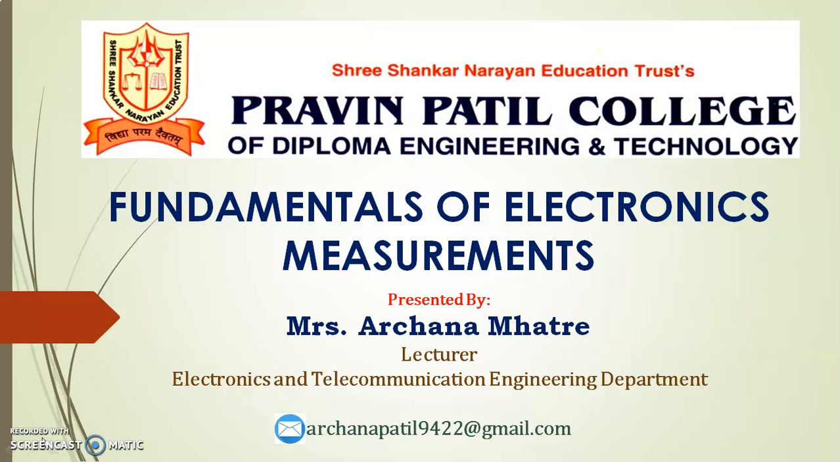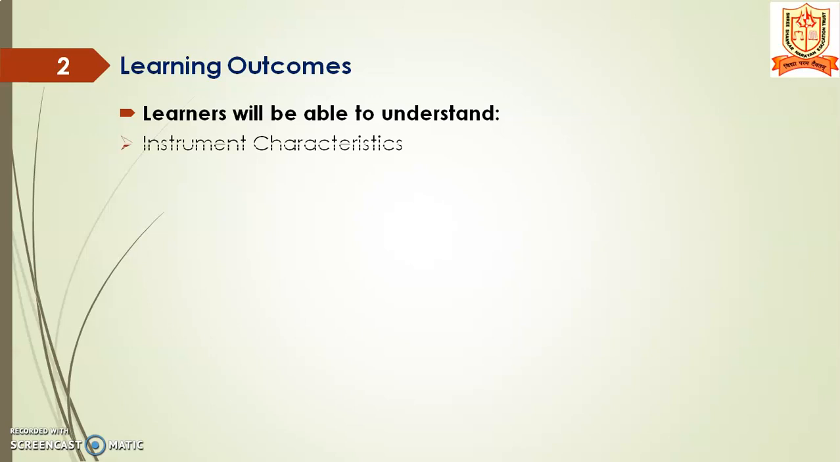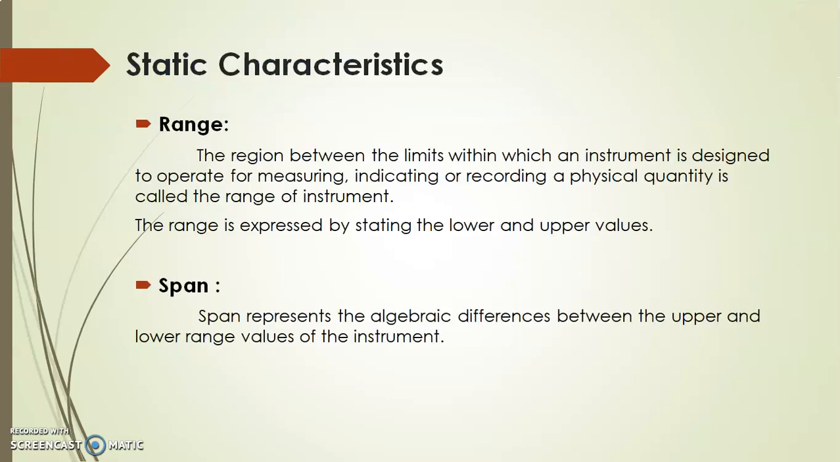We will continue with the first unit of EMI, that is Fundamentals of Electronics Measurement. What are the learning outcomes of this video? The learners will be able to understand instrument characteristics, static characteristic of an instrument. Now in the first video we will see the static characteristics like accuracy, static error and precision.